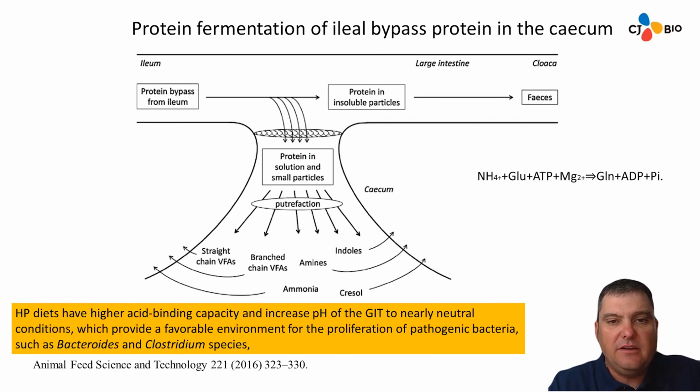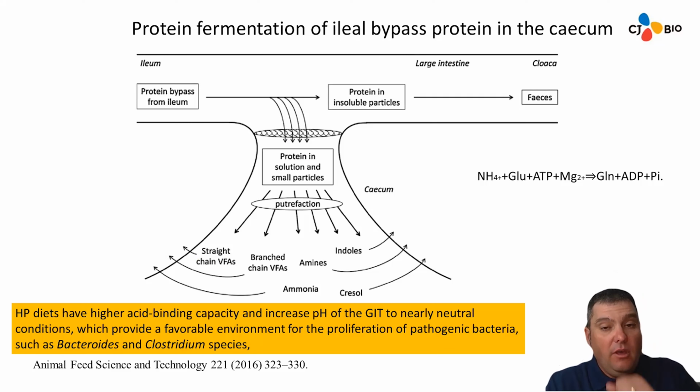Some will pass into the ceca, where it will undergo putrefaction, protein fermentation. Many protein fermentators are pathogenic bacteria in nature. And so protein could serve as a fuel source for pathogenic bacterial proliferation, production of toxic compounds such as indoles and scatols, and can lead to increases in leaky gut and reductions in gastrointestinal health.